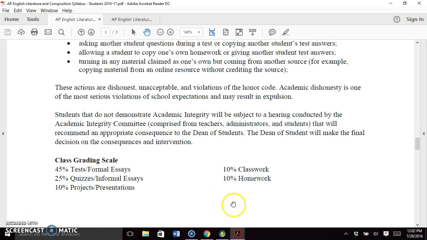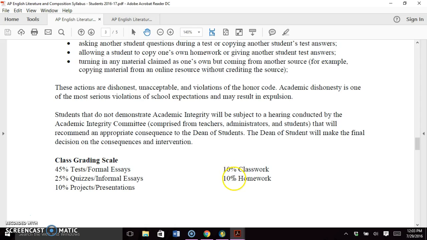Grading scale, notice that participation is gone. 45% of the grade will be tests and formal essays. These are outside of class essays, typed and turned in. We will have 5 to 6 things in this category each quarter. Quizzes and informal essays will be 25% of the grade. This is the handwritten in-class timed essays. Projects are 10%. I usually do 2 a quarter.